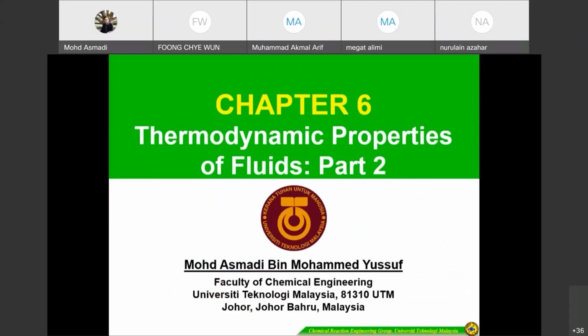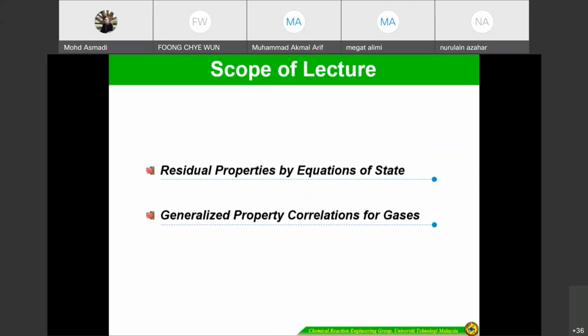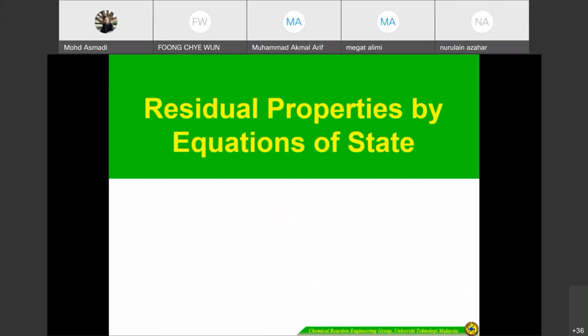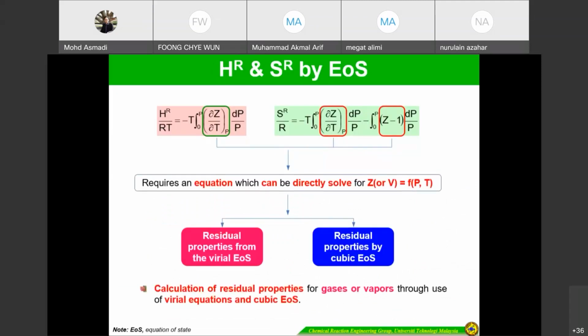Okay, let's see the second method, which is by using the equation method, and the third one is by using generalized correlations. So you have to remember these two. Okay, so let's see the equation of state. The equation of state is to replace the previous method, so we can solve directly without the graph.